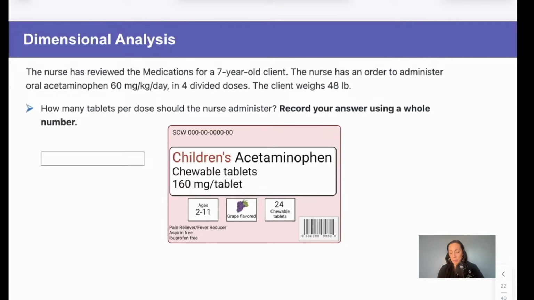So in this problem, we see that the nurse has reviewed the medication for a 7-year-old client. The nurse has had an order to administer oral acetaminophen for 60 milligrams per kilogram per day in 4 divided doses, and the client weighs 48 pounds. So we need to figure out how many tablets per dose should the nurse administer, and we're going to record using a whole number for this.